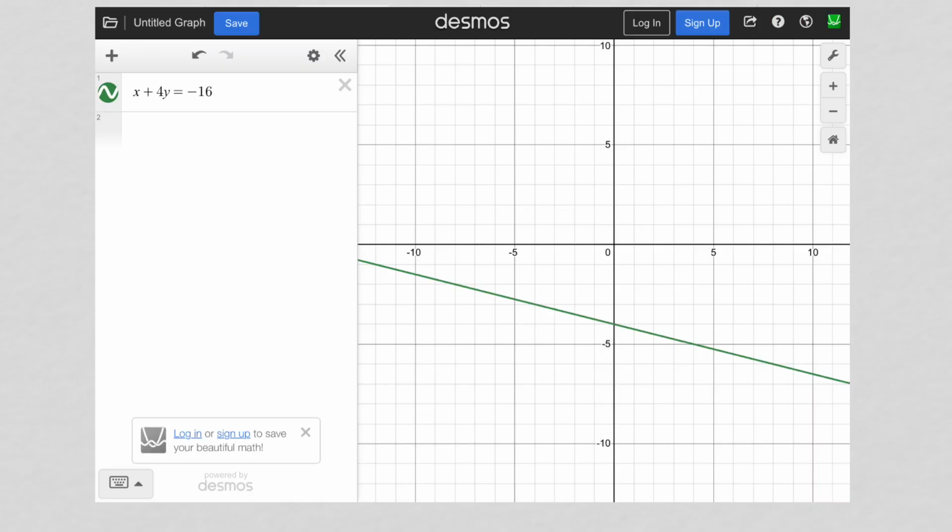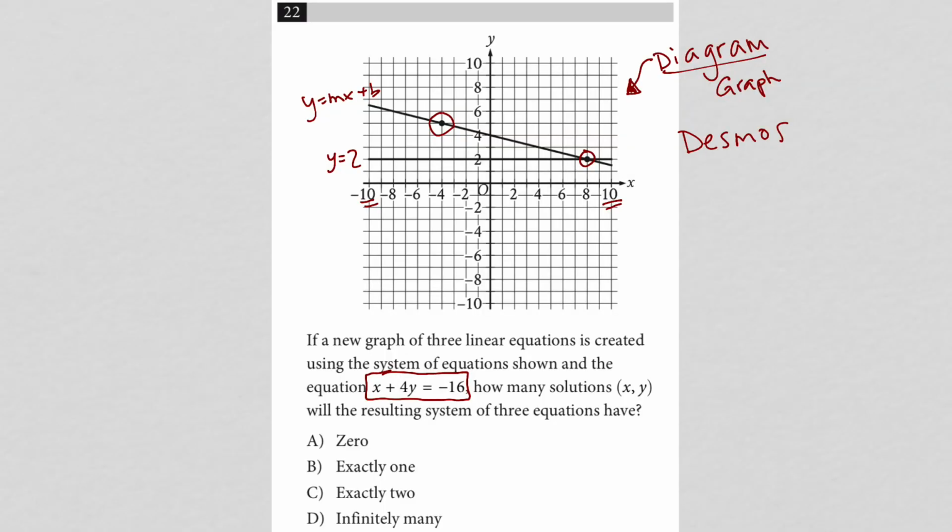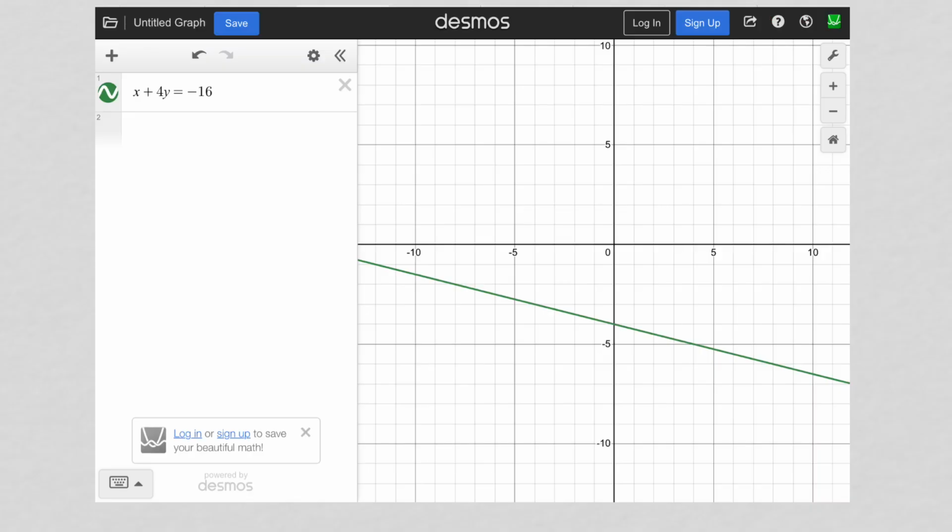So when I look at my graph, it looks like they're never going to touch, right? There's not going to be an intersection of where this green line is on Desmos and where these 2 black lines are on my question. So again, in order to have a solution to this system, I need to have intersection. Because I don't see that intersection, let's see, if I were to superimpose it, which you can't because it's a digital test, it looks like I am below -10 and below 10.